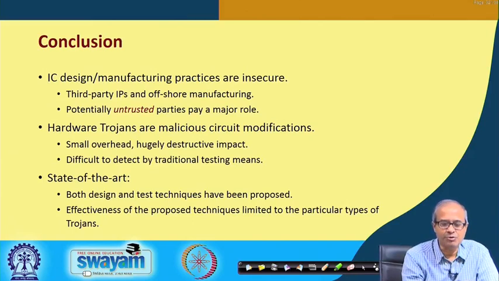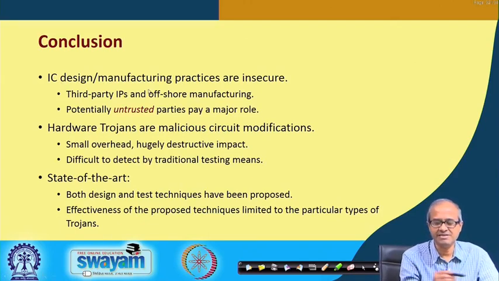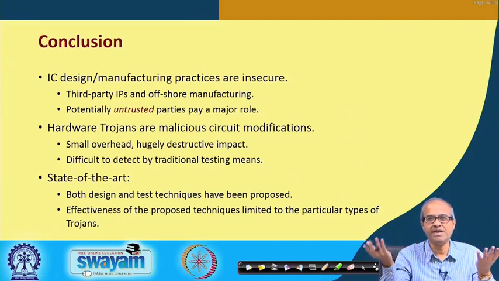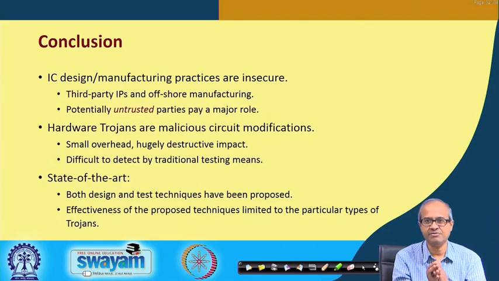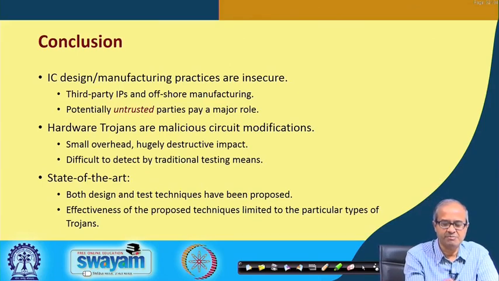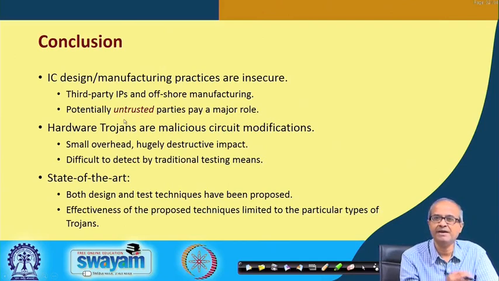So, to conclude, there are a few points you need to remember and be aware of. The design and manufacturing processes in ICs are inherently insecure, because you are relying on many other third parties, using their tools and their know-how, and using that you are designing your system, your chip. Third party IPs, offshore manufacturing: there are many untrusted parties that are actually playing a major role in the IC design process.